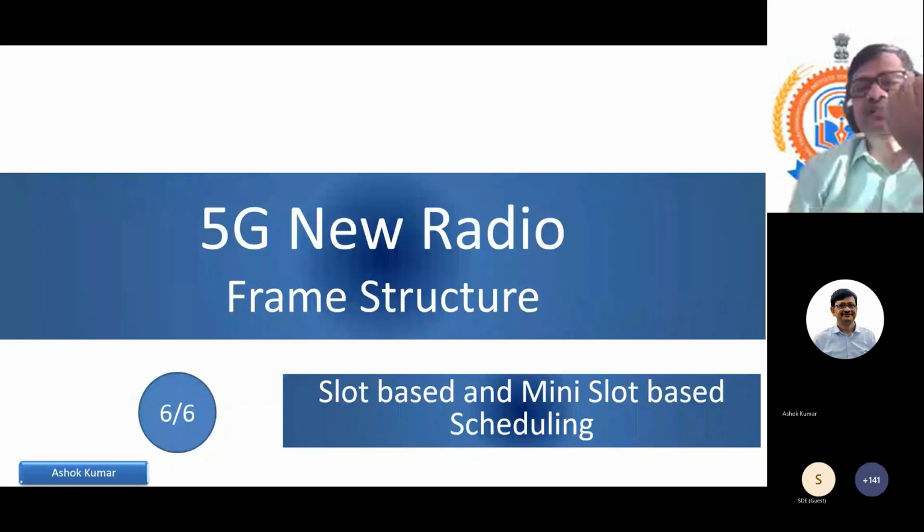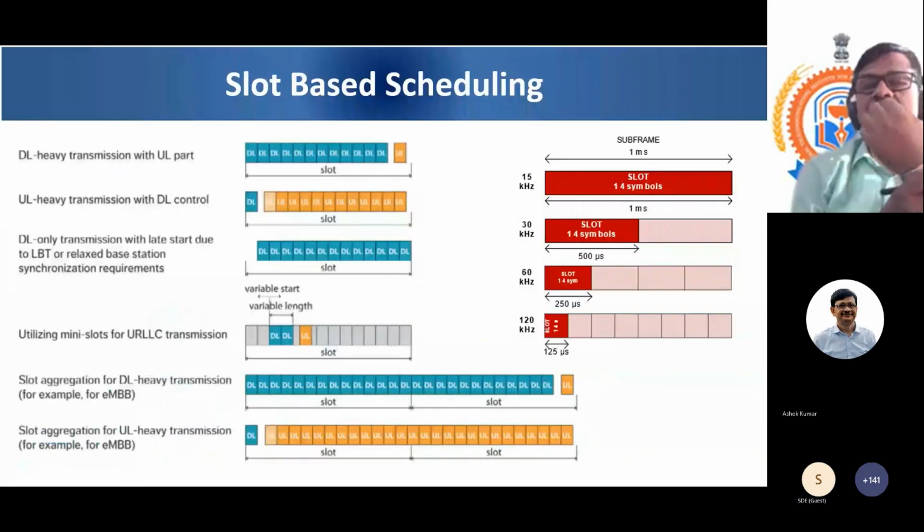Okay, the last topic of today. As I discussed and told you, it is slot-based scheduling. If you are using 15 kilohertz, your slot duration is 1 millisecond. For Numerology 1, it is half a millisecond, so it's written in microseconds. Every slot, for each symbol you have, you can either allocate for downlink or allocate for uplink.